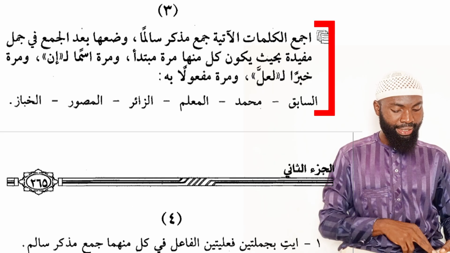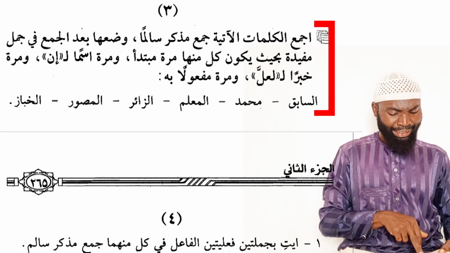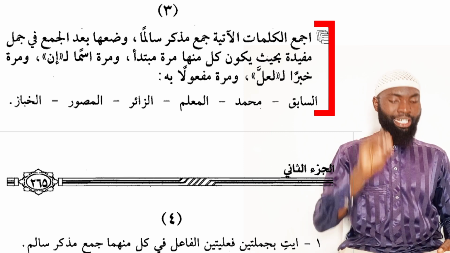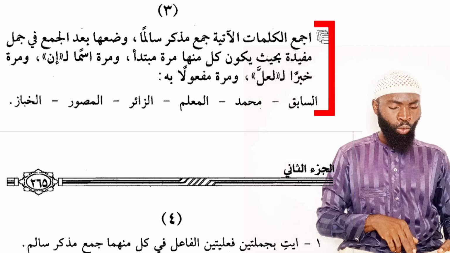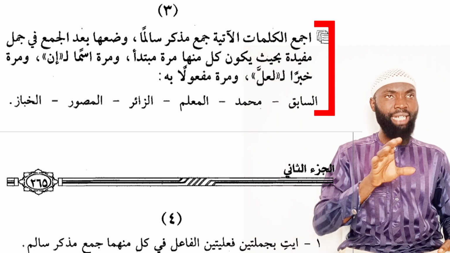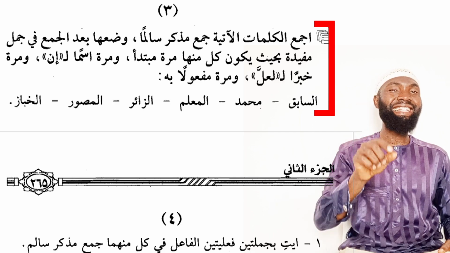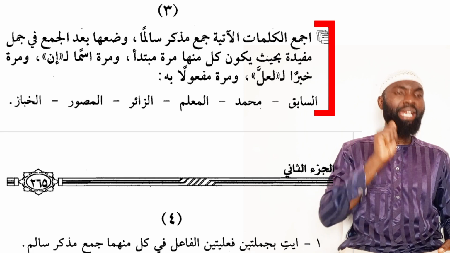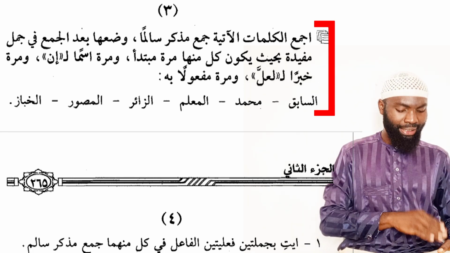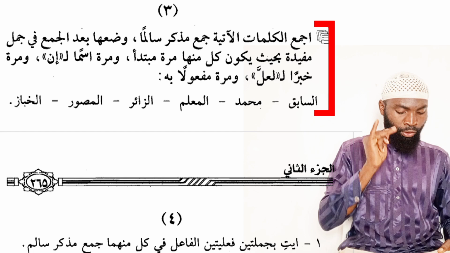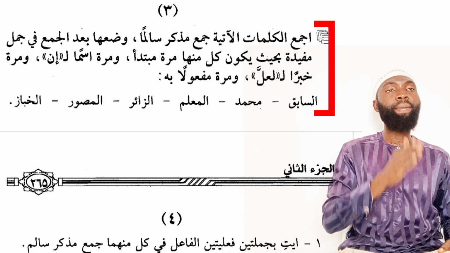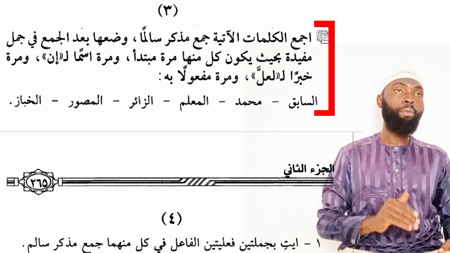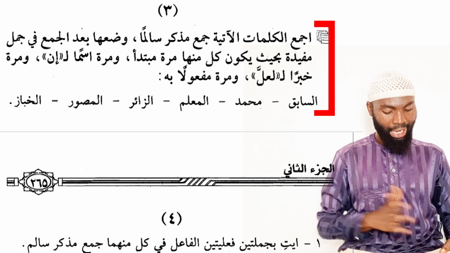Tamrin al-thalith, exercise number 3 says: ijma' al-kalimat al-atiyah jam'a mudhakkarin saliman. All of the following words, you have to form them into the sound masculine plural, and place them after pluralizing them in complete sentences, so that each of them sometimes will appear as mubtada, some other times as the noun of inna, some other times as khabar of la'alla, and another time as maf'ul bih.